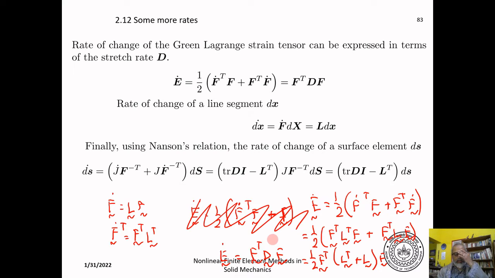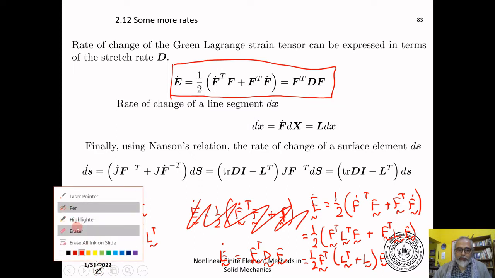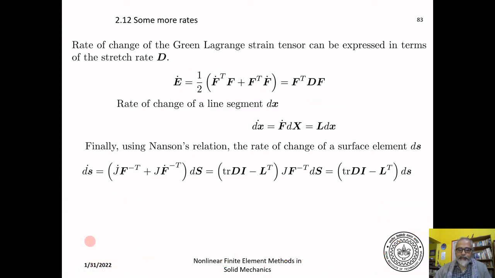So E dot is equal to F transpose D F. That is something we need to remember. We'll use it in the future quite a few times. Now we can do other rates as well. For example, we can do the rate of change of a line segment.